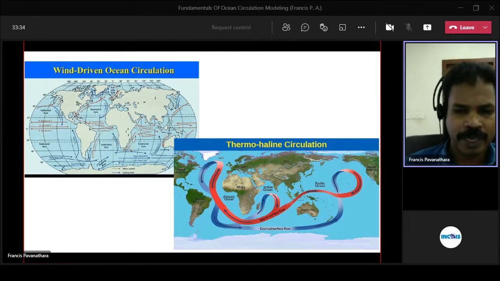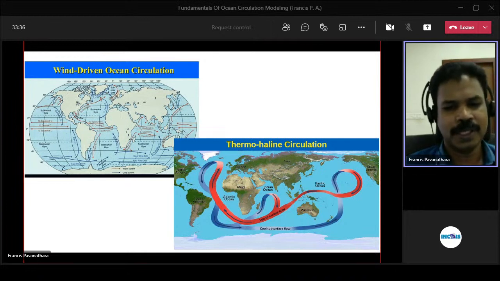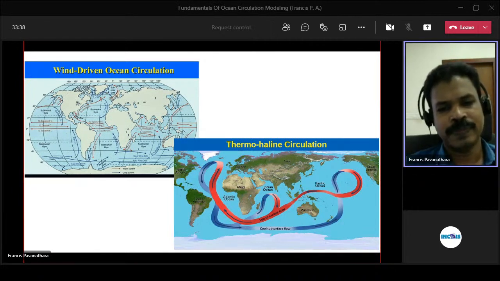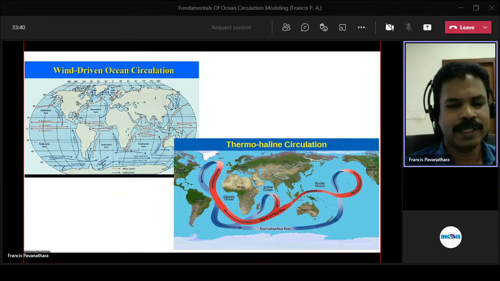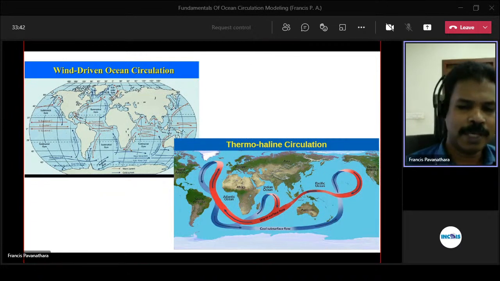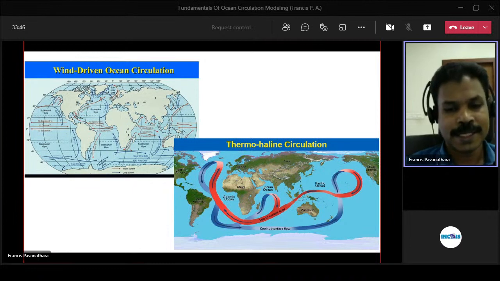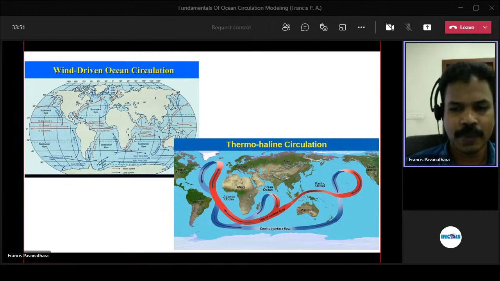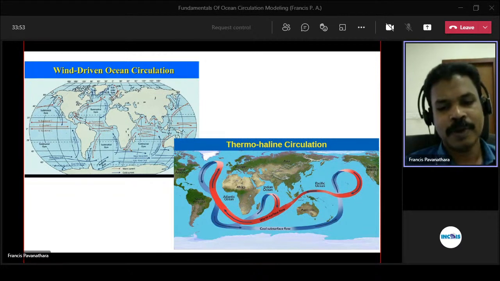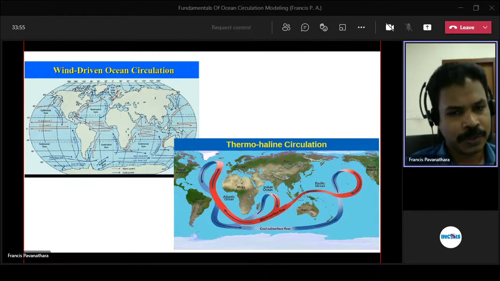and it can go very well into the deep, because cold or saline water can sink to the bottom, and then it can be transported back to a region of warm and less saline water. So that completes the circulation. So this thermohaline circulation is also to be represented.